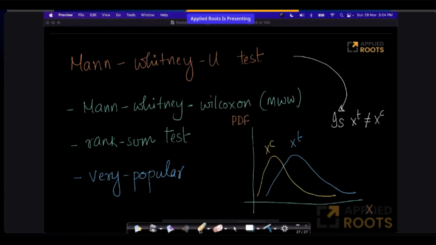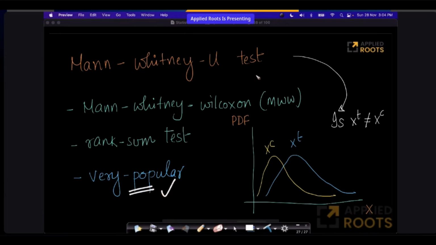So let's dive into the Mann-Whitney-U test now. So what does it do? Again, there are multiple names for it. One name is Mann-Whitney-U. The other name is Mann-Whitney-Wilcoxon test. It's also called the rank sum test. Again, this is very, very popular, very, very widely used.